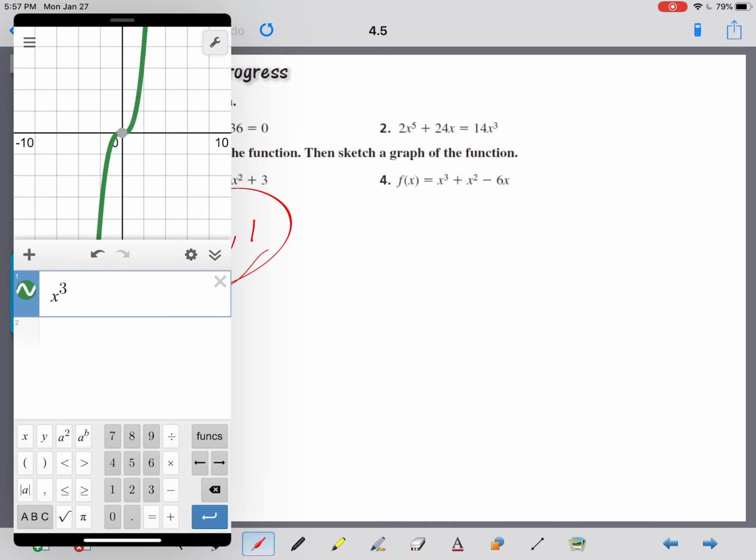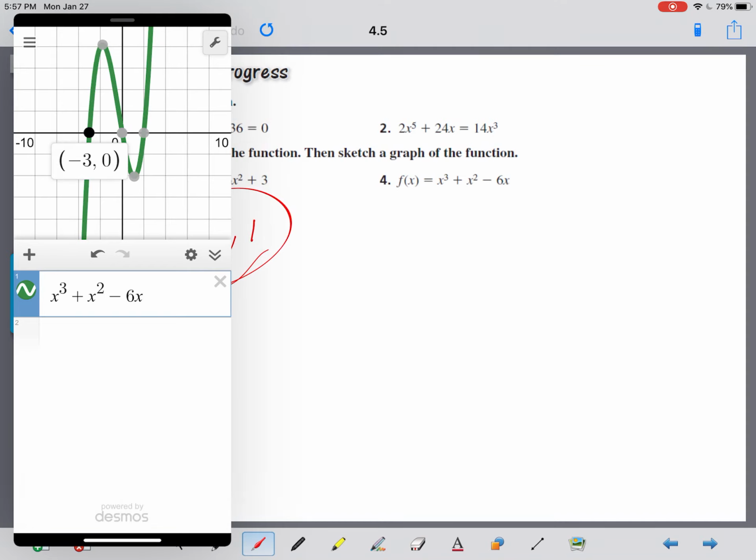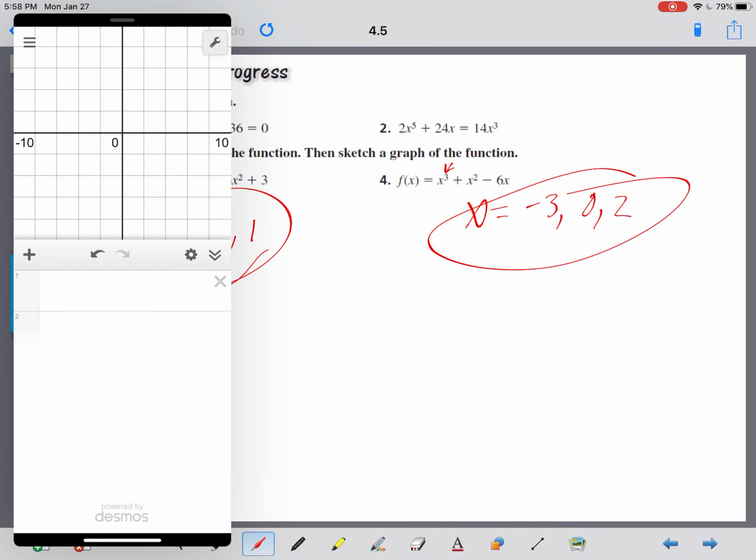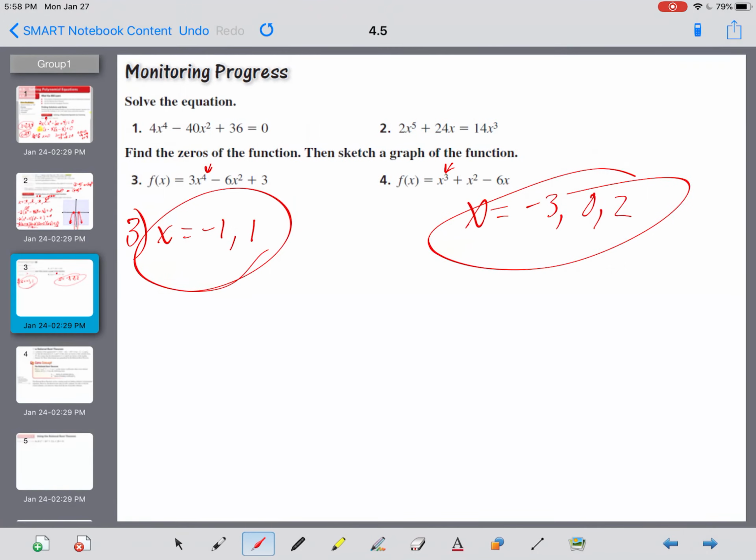x to the 3rd plus x squared minus 6x, and we got 1, 2, 3. x equals -3, 0, and 2. We should have 3 answers, and we do. Bippity boppity boo. We are done.